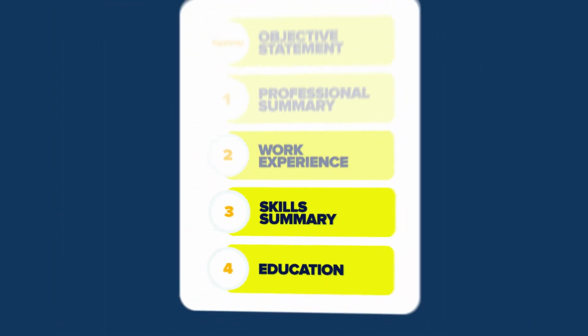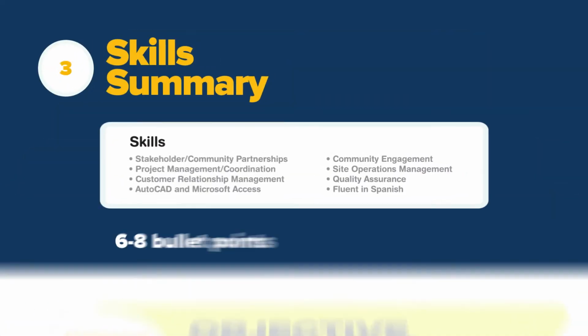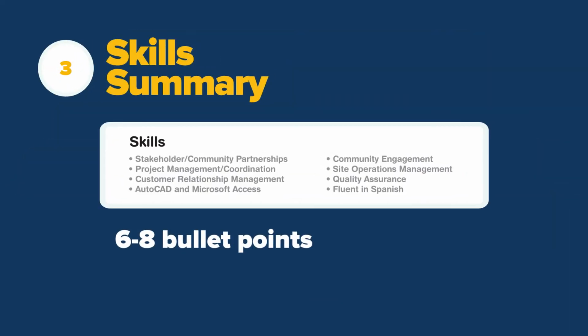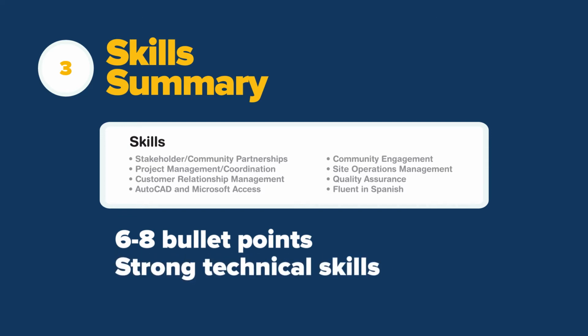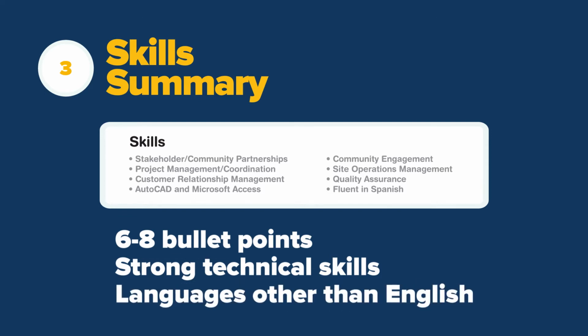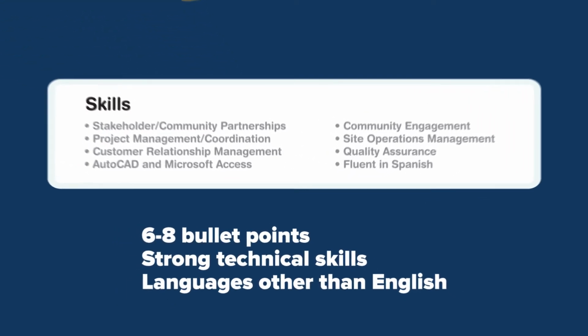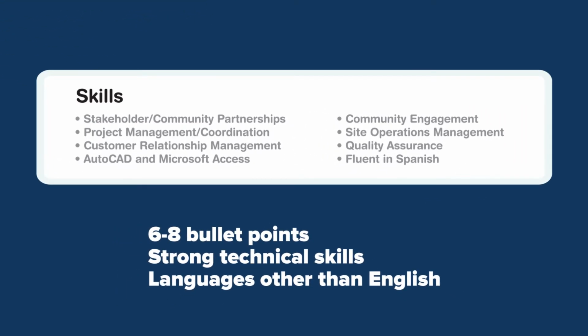The next section is skills summary. List between 6 and 8 bullet points that describe those skills you possess that are relevant to the position and would transfer well. Include your strongest technical skills and any special knowledge related to the field in which you are applying. Also, include any languages other than English that you speak. Examples of key skills in this section might include AutoCAD, Microsoft Access, fluent in Spanish, or advanced customer service.